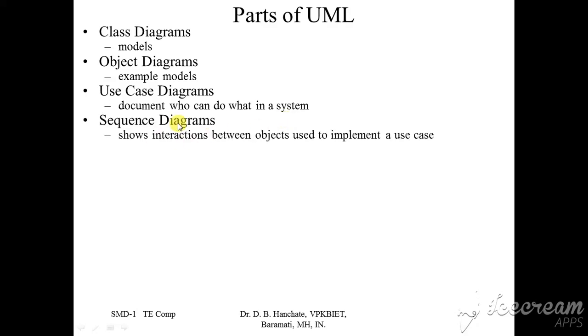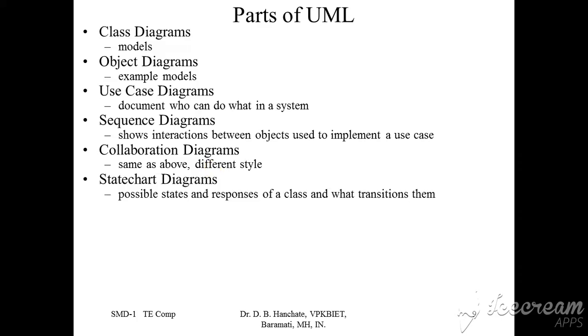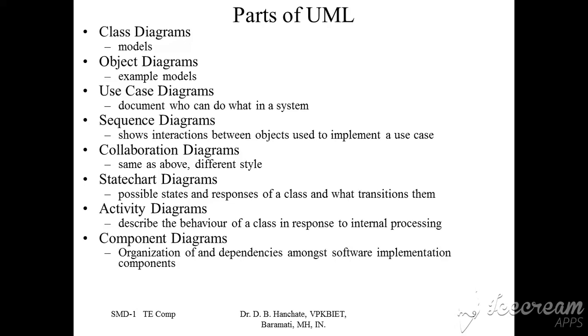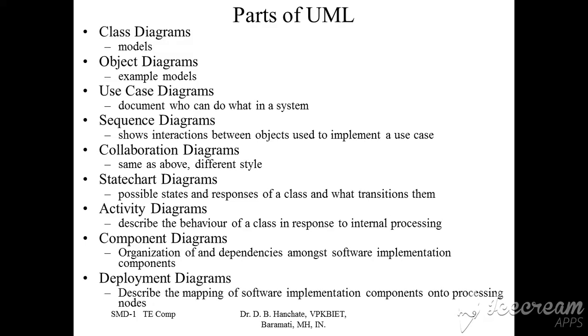Next are the sequence diagrams, which show the interactions between the objects used to implement a use case. Then we will see the collaboration diagram, same as above but in a different style. Then the state chart diagrams, which show the possible states of the classes and the transitions between them. We go forward to the activity diagrams, which describe the behavior of the class in response to internal processing, and then the component diagrams, which show the organization of and dependencies among the software implementation components. The last one is the deployment diagrams, where we describe the mapping of the software implementation components onto the process nodes.